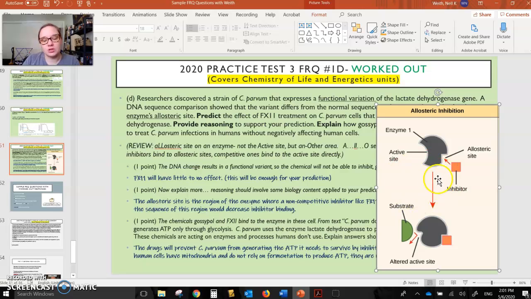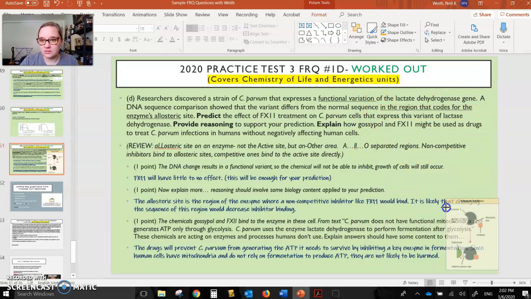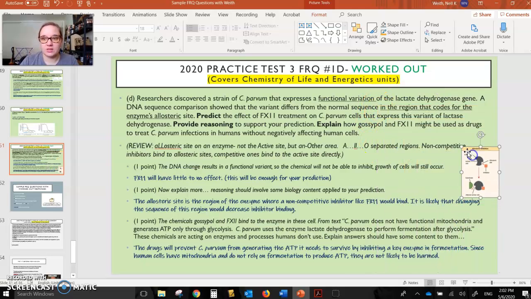So you should have this picture back in your notes from a while ago. If the inhibitor's not there, active site is good to go and can bind to the substrate. Lactate dehydrogenase can do its job, but if they added the chemicals in the allosteric site here, it can't do its job. But we're finding this functional form that is actually allowing it to keep functioning. So predict the effects of FX2 treatment on C. parvum cells that express this variant of lactate dehydrogenase. So we're making a prediction. That's what part D is all about.